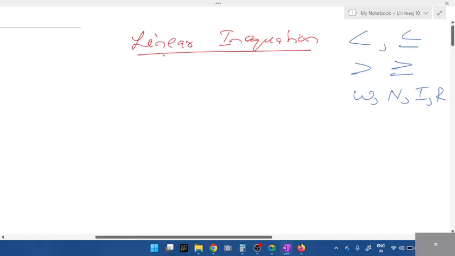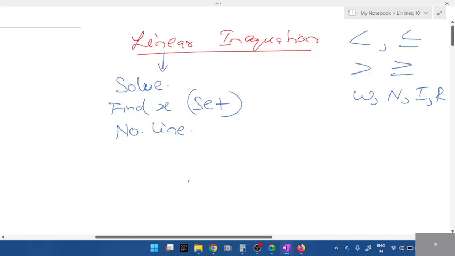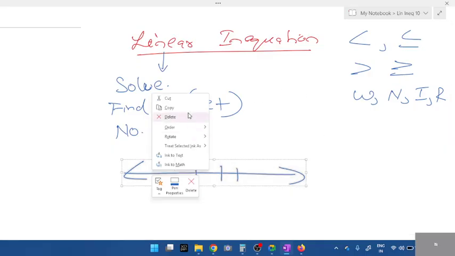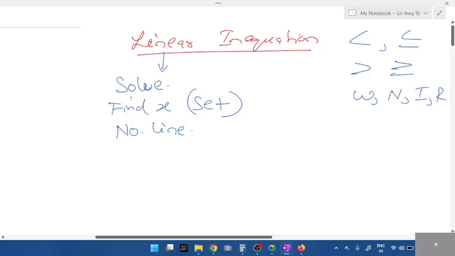One more thing. When it comes to linear inequation, there are three steps. First thing is to solve the equation. Second thing, we need to find the value of x, that is set. Third thing, we have to plot on a number line. When you were in fifth or sixth class, you learned number line, how to plot on a number line. That is the third concept. All put together, you'll get it for 3 marks or 4 marks. So remember these three steps.